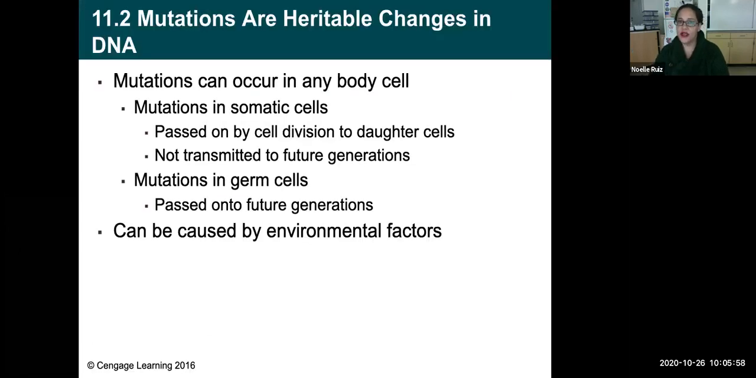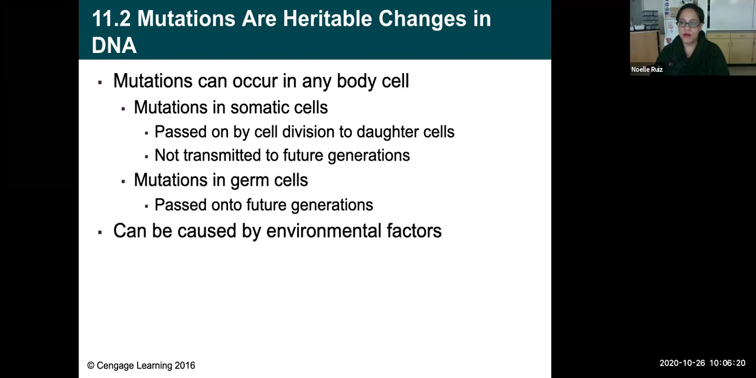But mutations are heritable changes in DNA. They can occur in any body cell. In somatic cells, they're passed on by cell division to daughter cells. They're not transmitted to future generations because you only have one type of cell in your body that gets transmitted to future generations, and those are your germ cells, your sperm and your eggs.